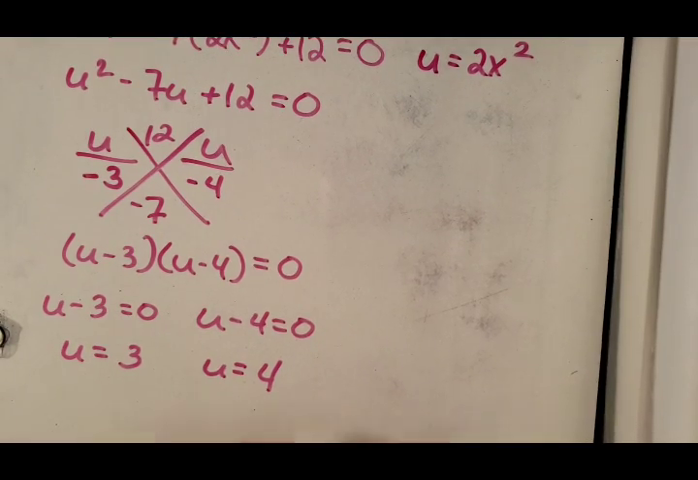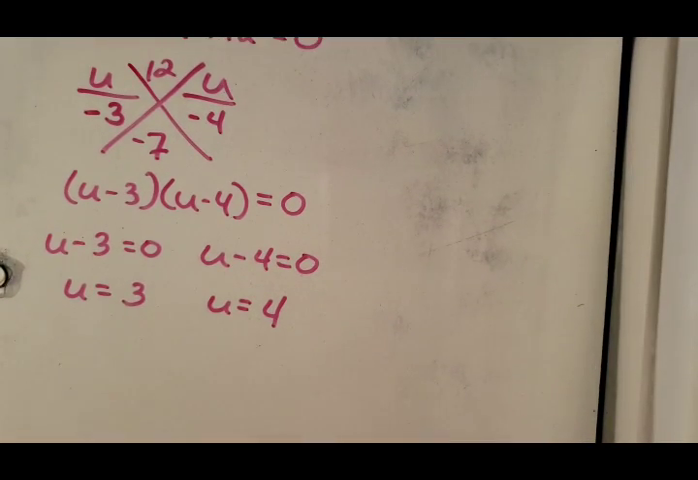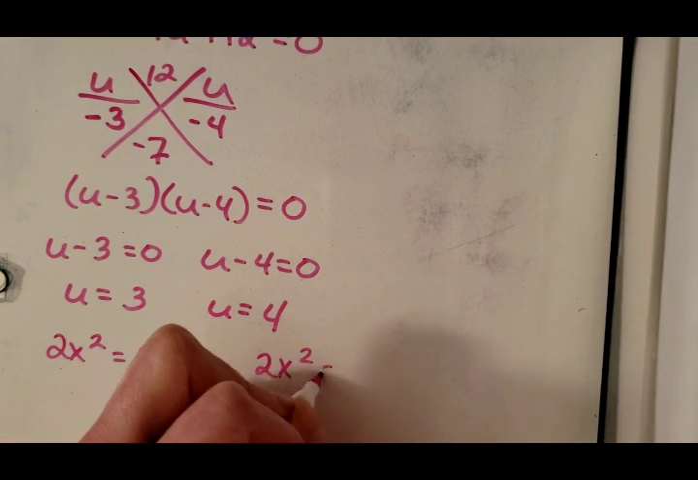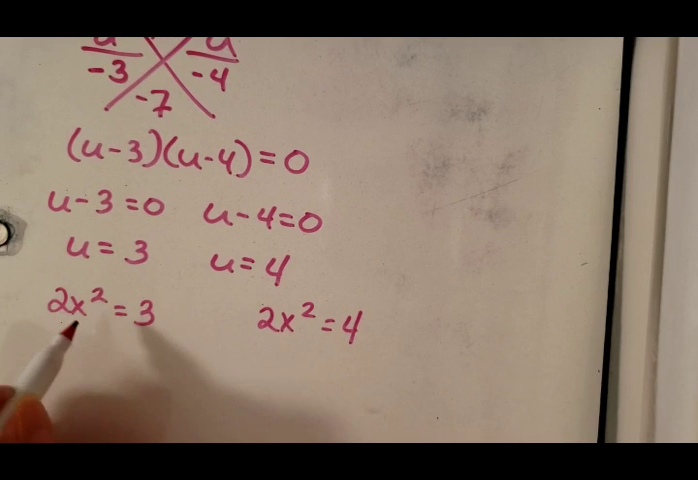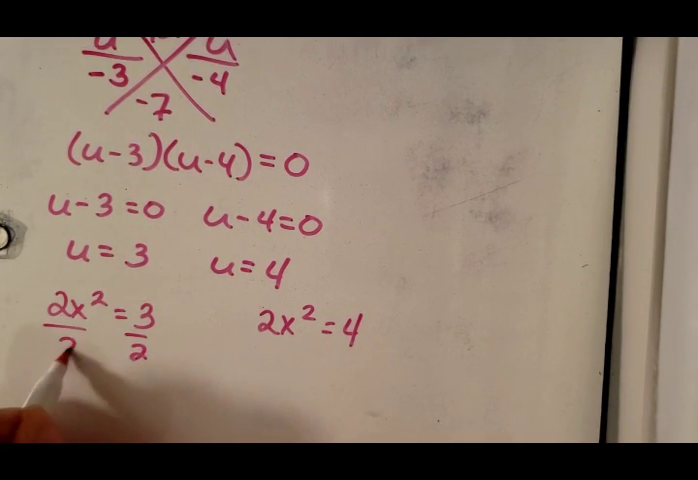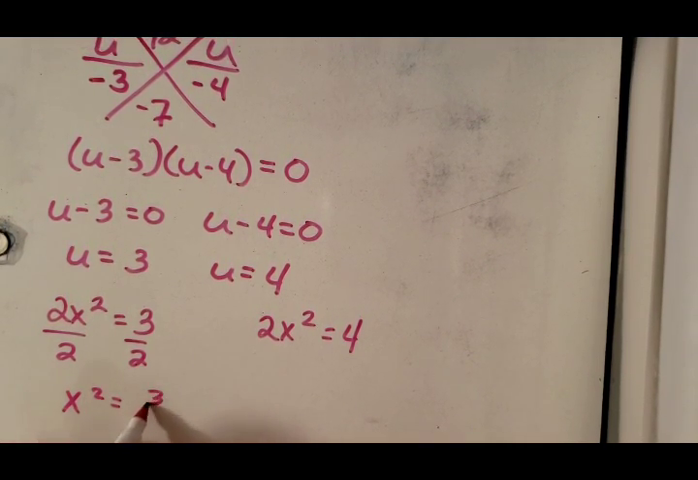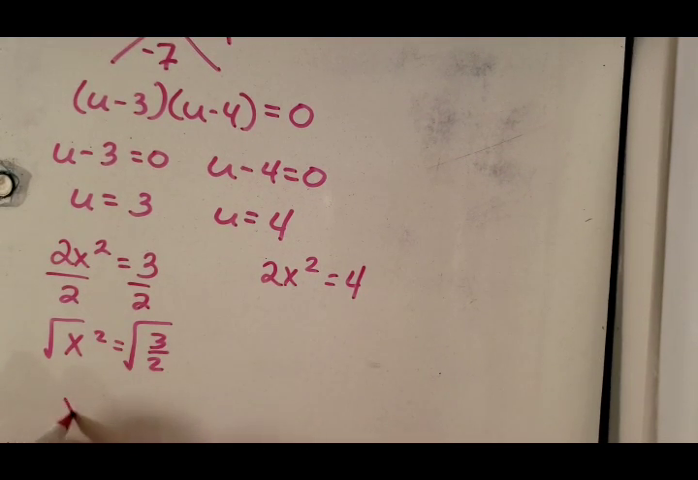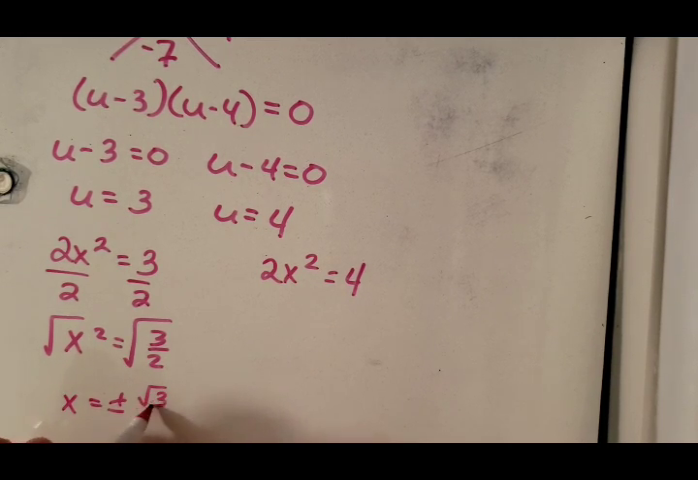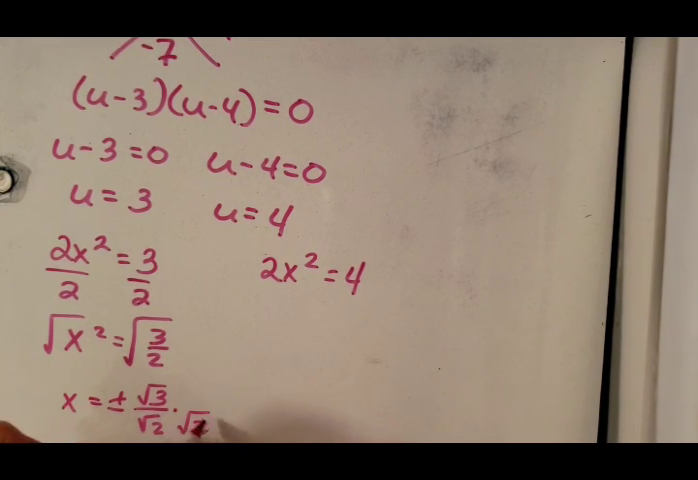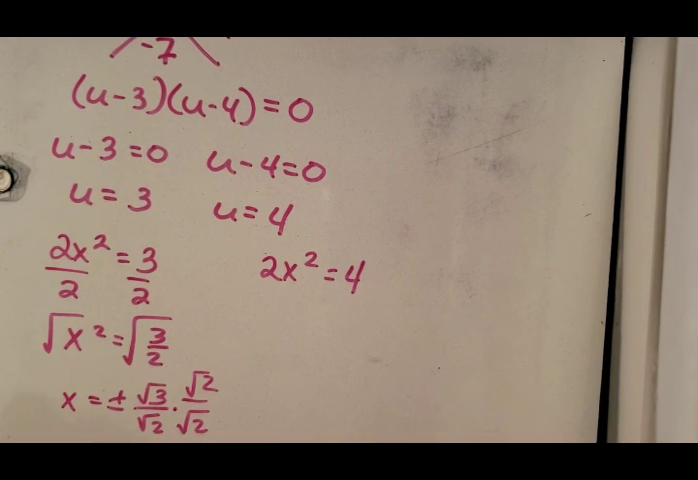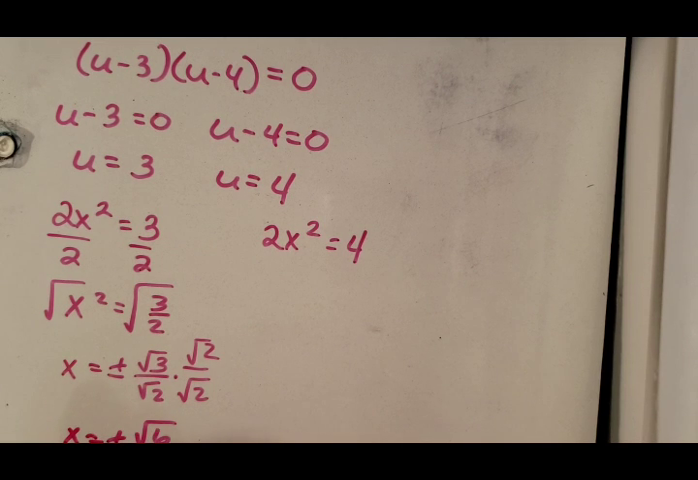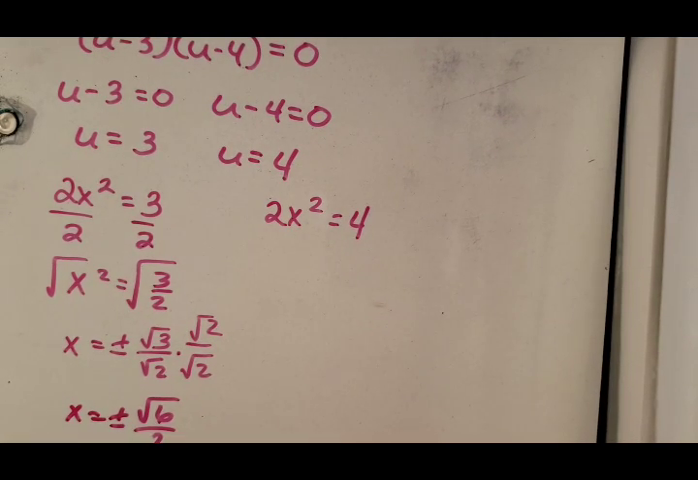Now we're not done. We said u is equal to 2x squared, so we now have to go back and say 2x squared equals 3 and 2x squared equals 4. Solve for x. Divide both sides by 2. x squared equals 3 halves. Take the square root. x is equal to plus or minus square root of 3 over square root of 2. Rationalize your denominator. And x equals plus or minus square root of 6 over 2. Well, that's kind of yucky looking, but that's the answer.